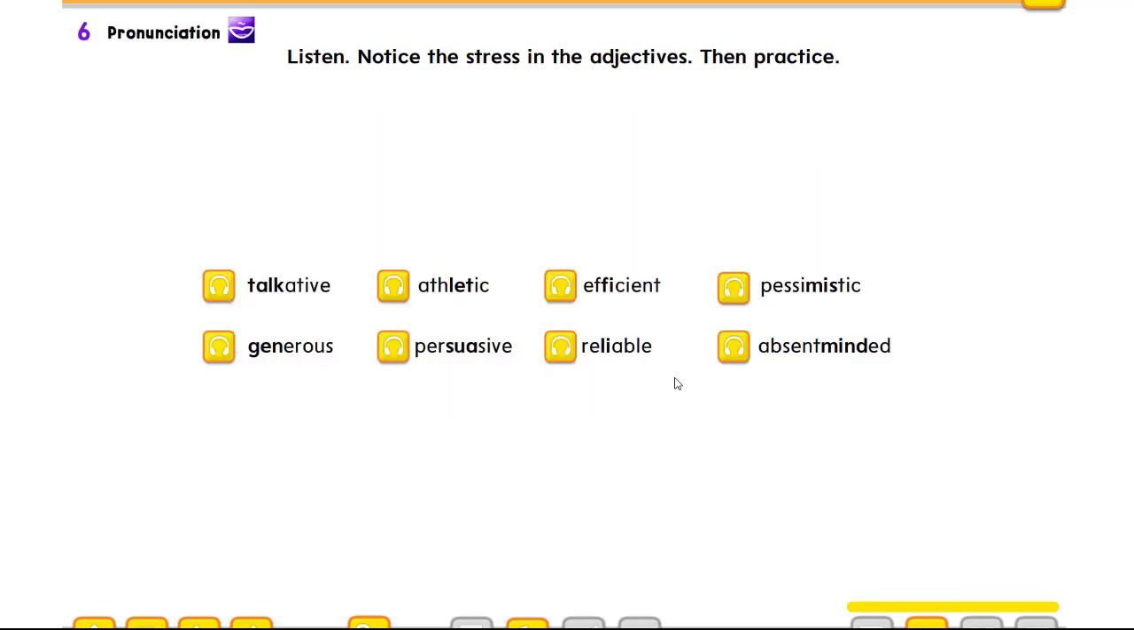معرض. Pronunciation. Listen, notice the stress in the adjectives. أين تم تشديد في النطق هذه الصفات؟ Talkative.